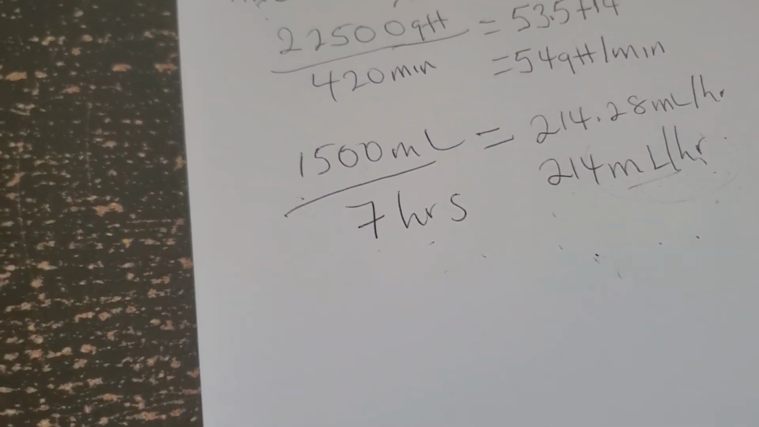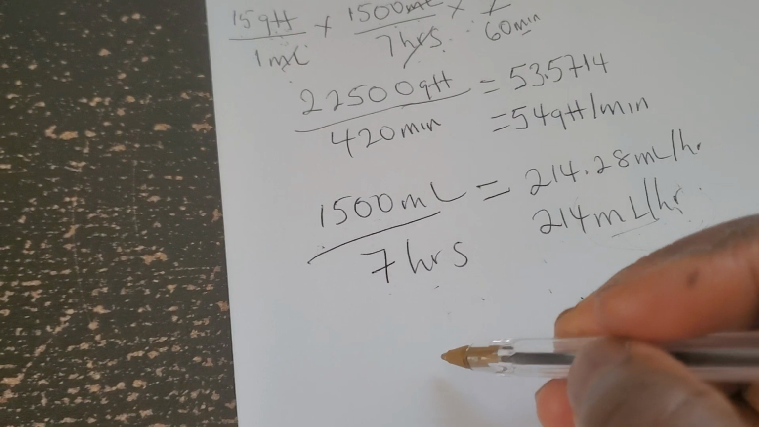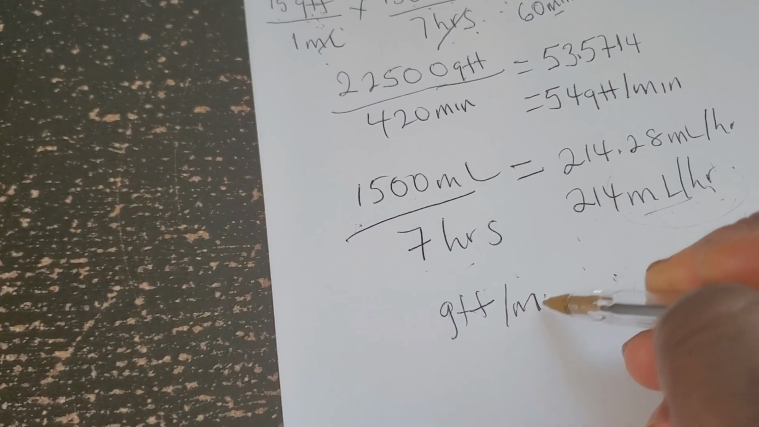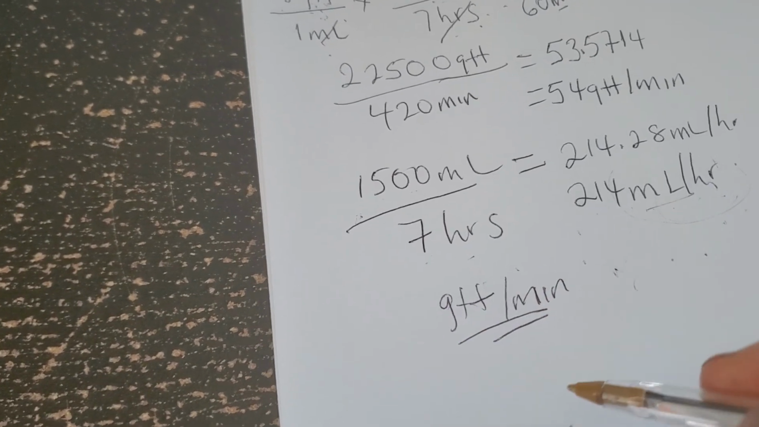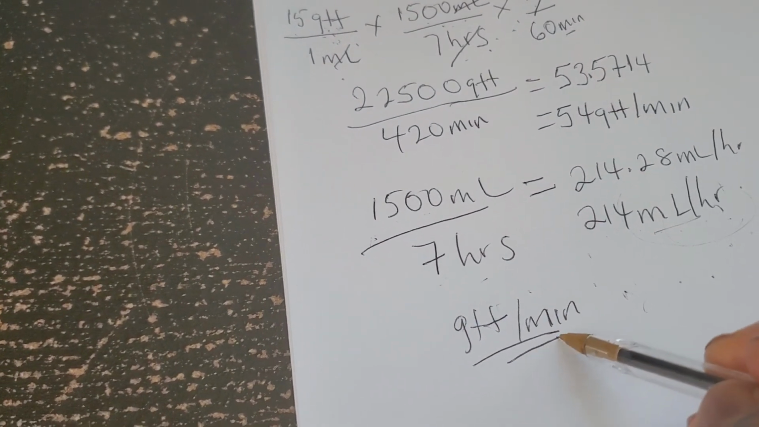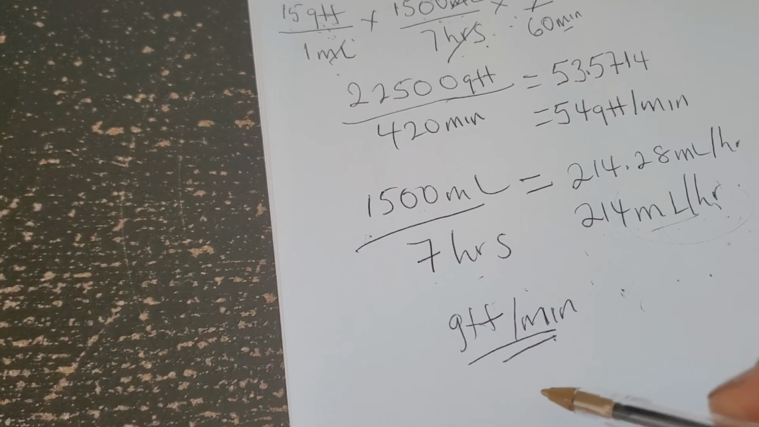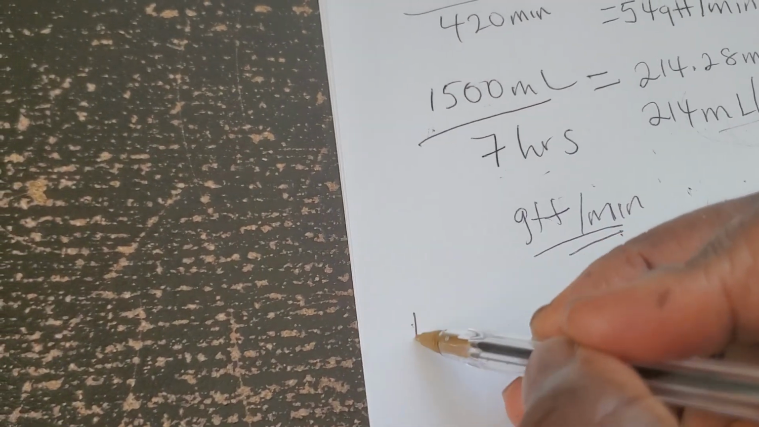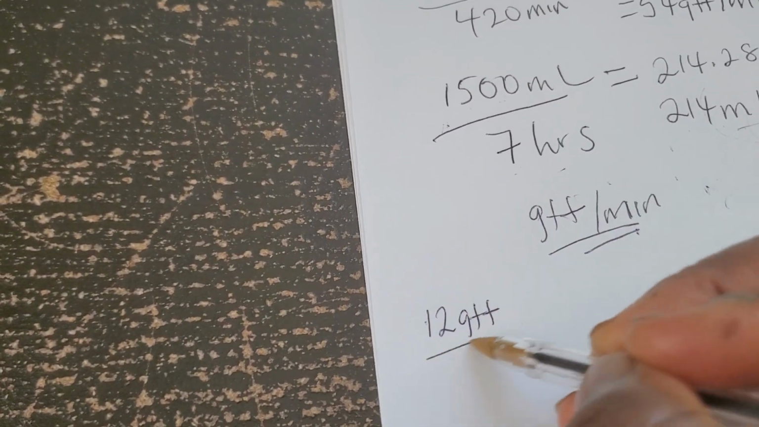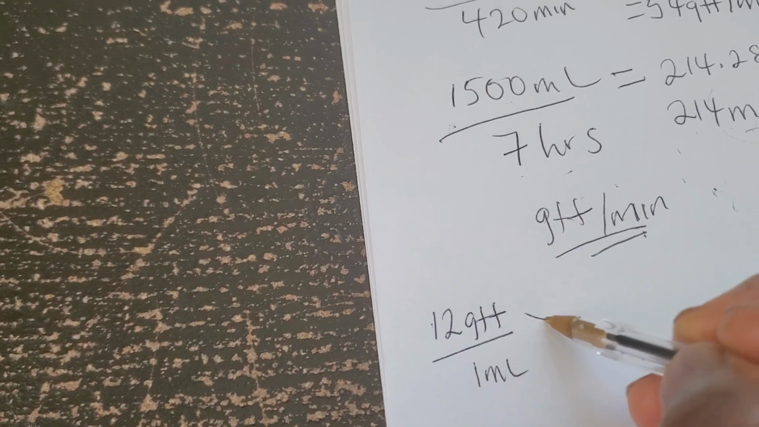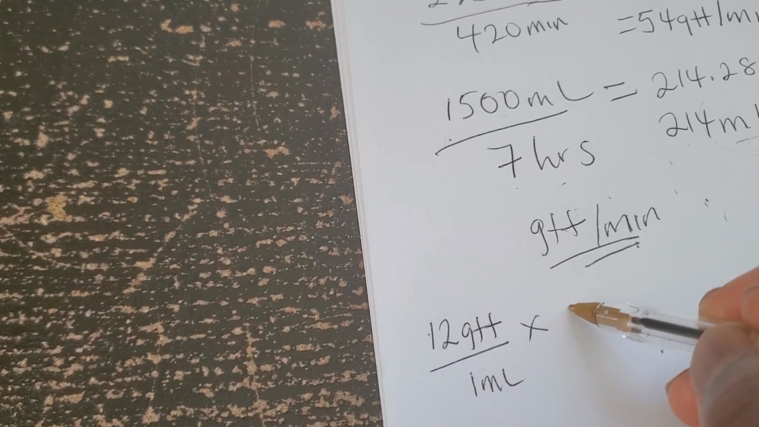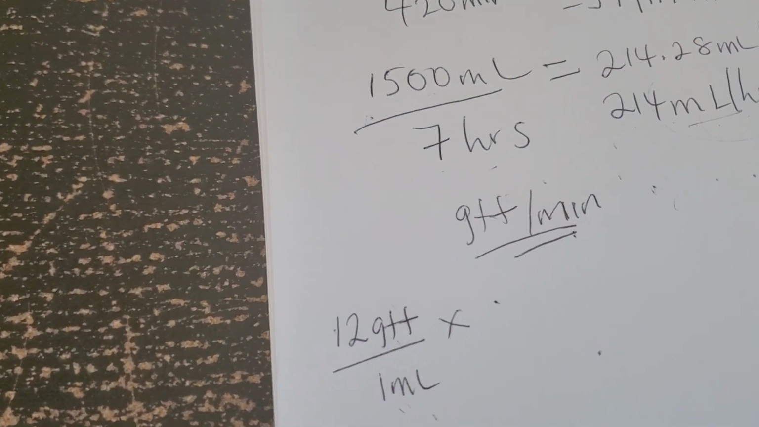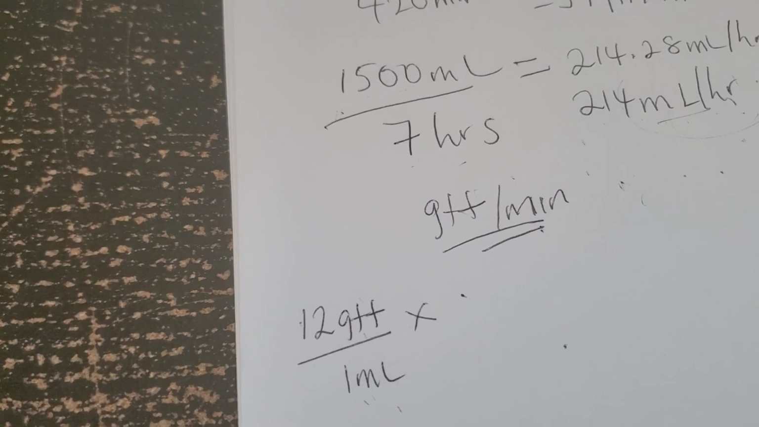All right. When we come to our table, we are looking for drops per minute. Remember, if that's what you are looking for, the drops will always come to the top. So let's go for our drop factor: 12 GTT over 1 ml. So you see that's the first setup you get before you add the other digits to it.